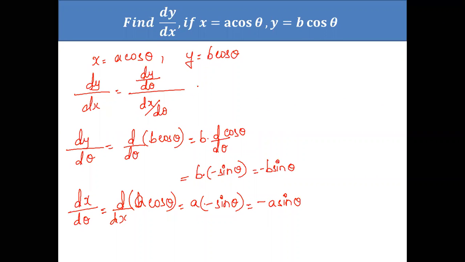So what is the answer? Minus b sin theta divided by minus a sin theta. Since sin theta gets cancelled, minus minus gets cancelled. So b by a is your answer. Okay, your answer is b by a.